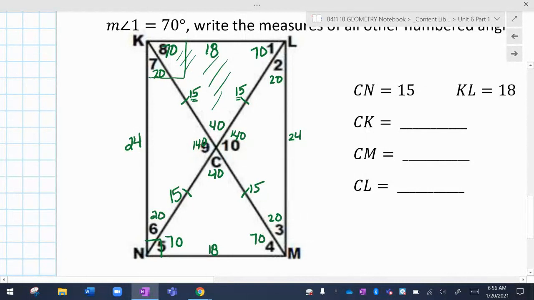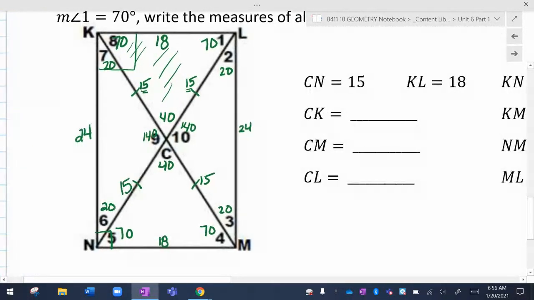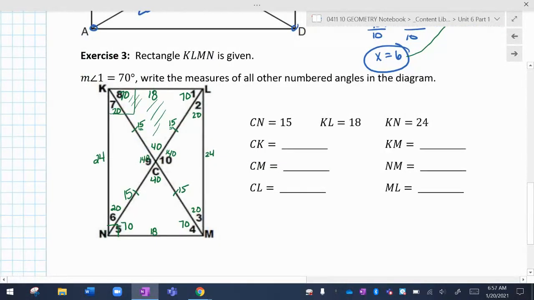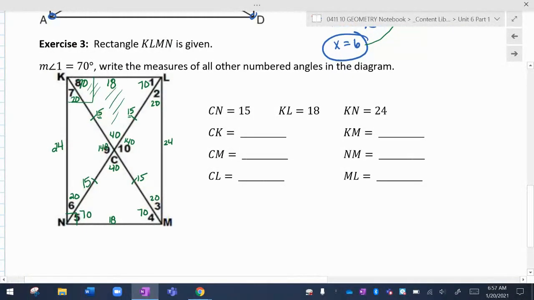And now I have everything marked. Woohoo. Awesome. Okay. Cool, cool, cool.